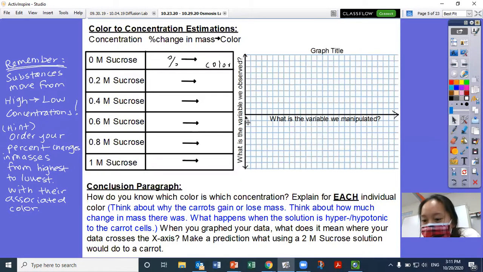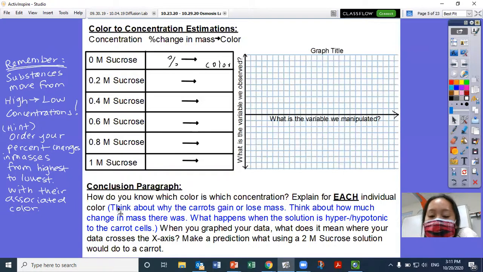So if you don't have a negative number, that means you did something wrong. Okay. In your conclusion paragraph, you're going to be explaining how you know which color is which concentration. You're explaining the logic of how you found out the info in this table. You're going to explain for each individual color, right?